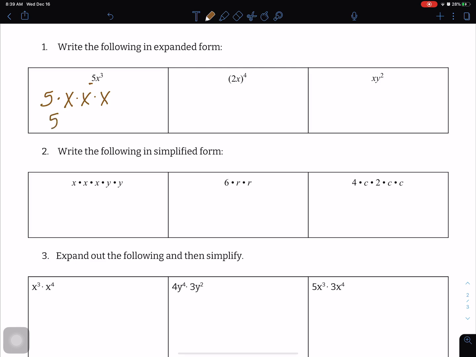I do not have to write a times sign in between each x if I don't want to. It's really kind of that personal preference. There's certain times that we'll have to write a times sign, and I'll show you when those would be. So you could choose either one of those as an expanded form.